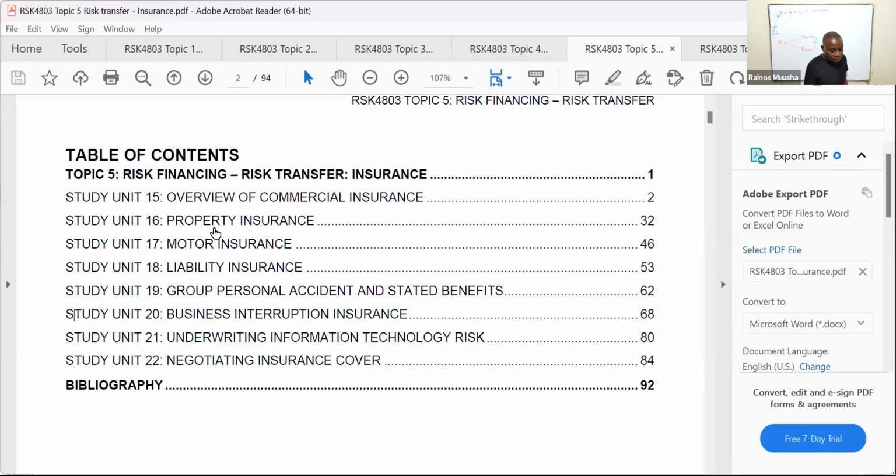On your own, you can go through the other study units, although the lecturer has never really emphasized them as being relevant for the exam. So when it comes to the exam, we are going to concentrate on overview of commercial insurance and business interruption insurance when it comes to topic 5. Mainly because when we look at the previous years, the lecturer has never really asked anything and has never really emphasized much on those other study units as well. So that's basically what we're going to be looking at when it comes to topic 5.